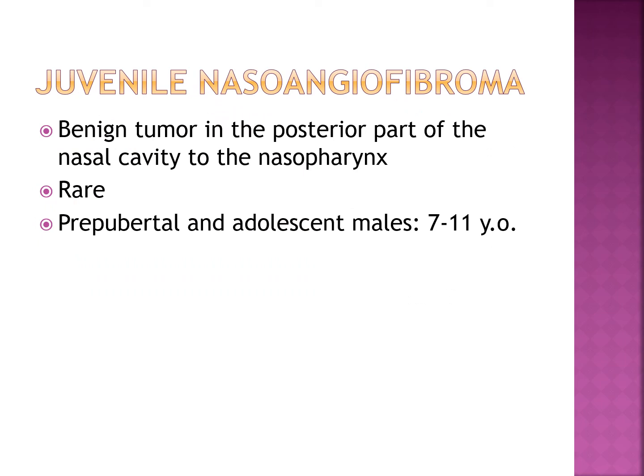Severe bleeding or epistaxis could happen in a juvenile nasoangiofibroma. Although it is a benign tumor of the posterior part of the nasal cavity to the nasopharynx, it can cause blood loss. It is rare and it occurs in pre-pubertal and adolescent males aged 7 to 11 years old.